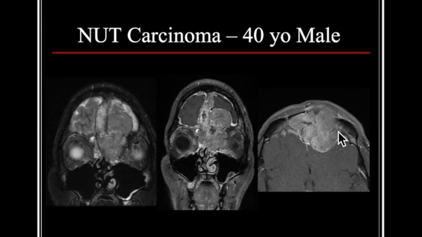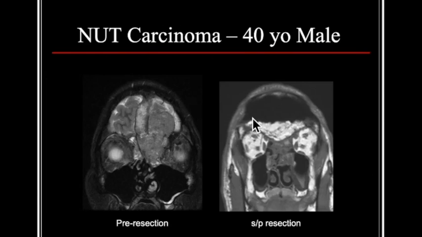You can see it's very aggressively extending through the anterior table of the frontal sinus, pushing the frontal lobe backwards, extending anteriorly along the falx. This patient underwent a relatively heroic resection, flap reconstruction. They got gross total resection, which I was really impressed with. Post-operative imaging looked totally clear.